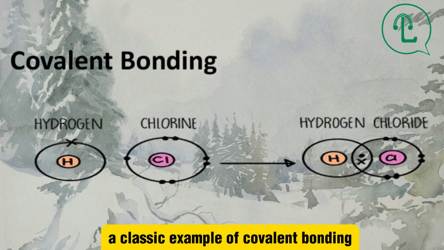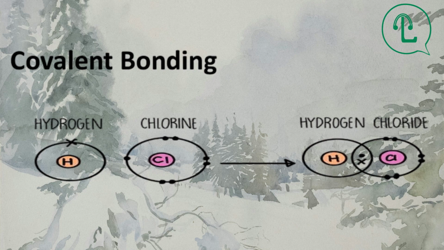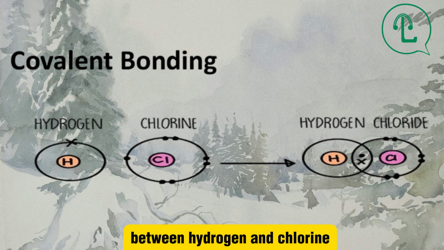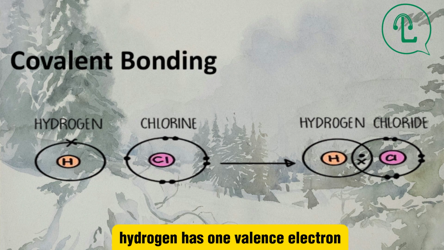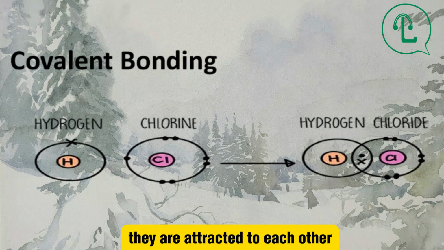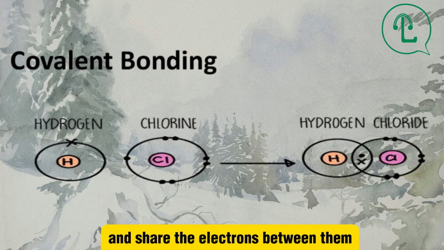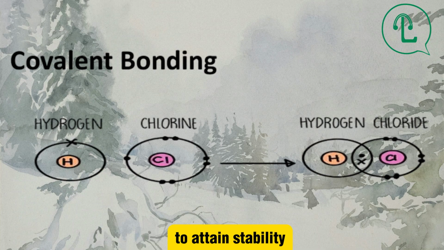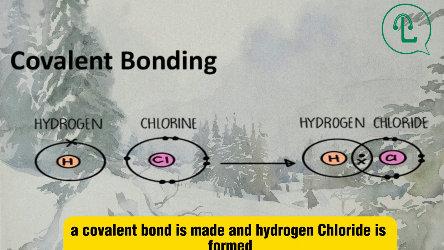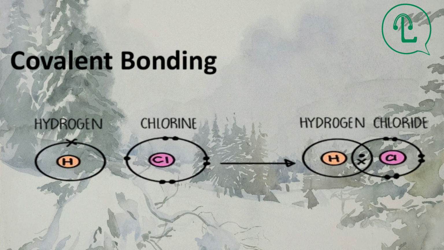A classic example of covalent bonding is between hydrogen and chlorine. Hydrogen has 1 valence electron. Chlorine has 7 valence electrons. They are attracted to each other and share the electrons between them to attain stability. A covalent bond is made and hydrogen chloride is formed.